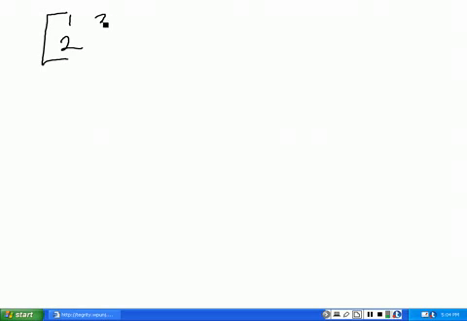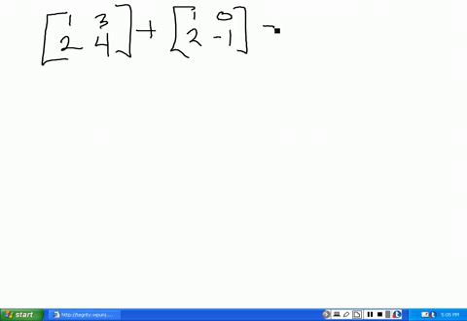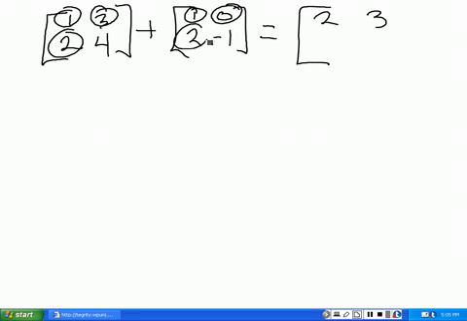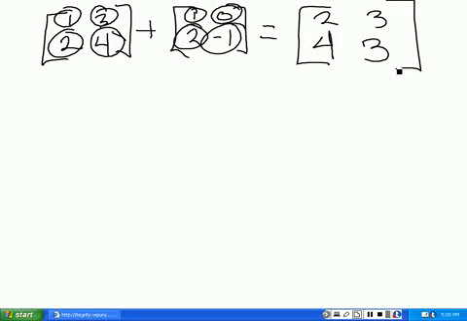Let's do 1, 2, 3, 4, plus, just for an easy example, 1, 0, 2, minus 1. In order to add these two matrices together, we just look at the first entry and add those together, and we get a 2. And I do this for each of the entries. So I add the entries in the top left, the top right, the bottom left and the bottom right, and that gives me my solution.